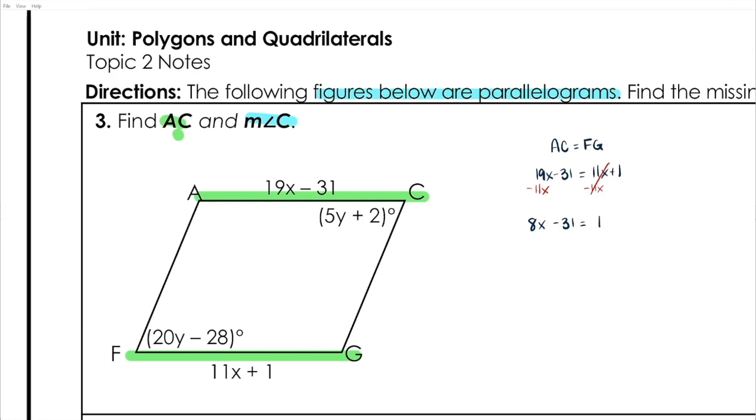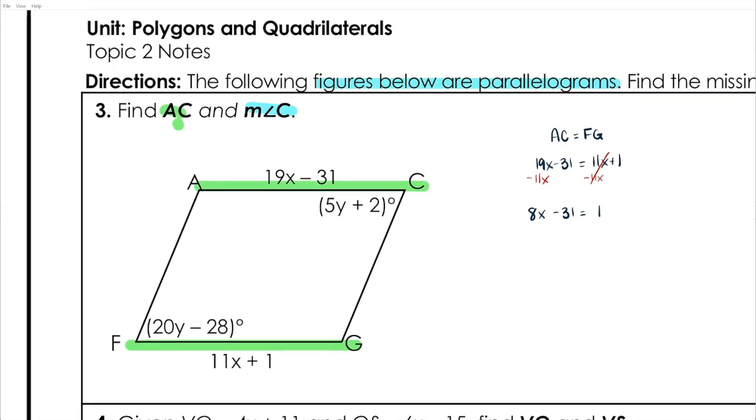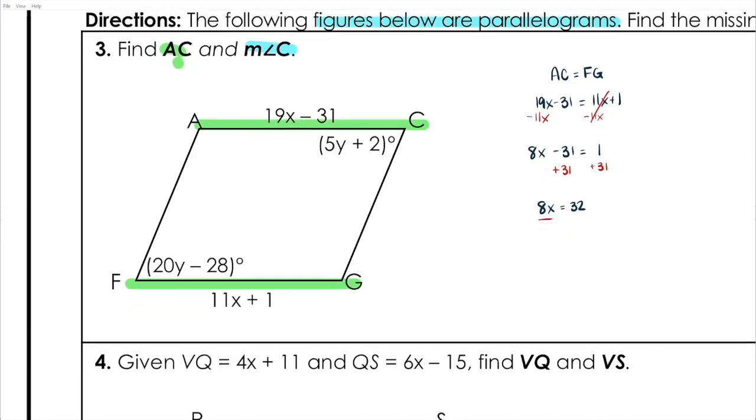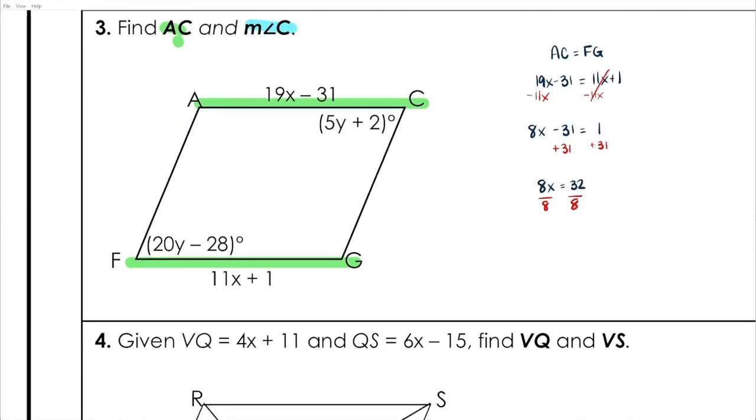Now that we've got our variable on one side of the equal sign, we can go ahead and move that constant. We're going to add 31 to both sides. So 8x is 32. And then our final step for x is to divide by the coefficient 8. So x is 4. They didn't want us to find x, they wanted AC.